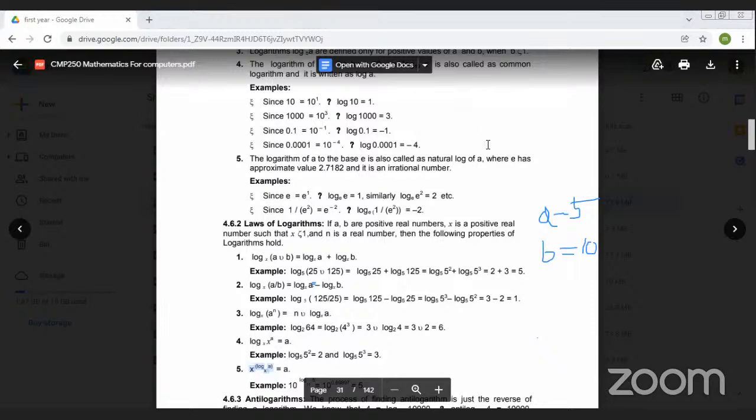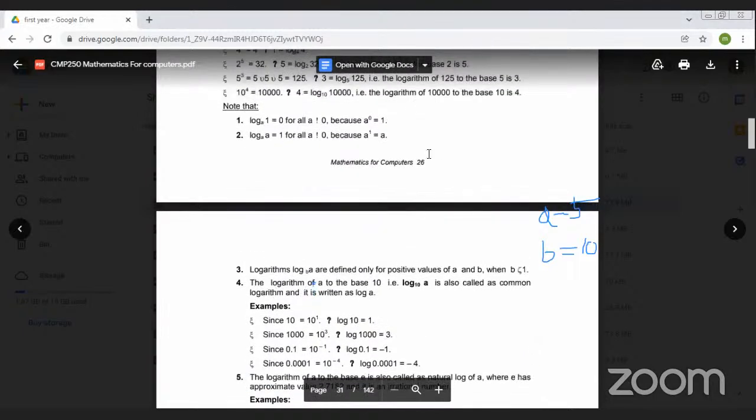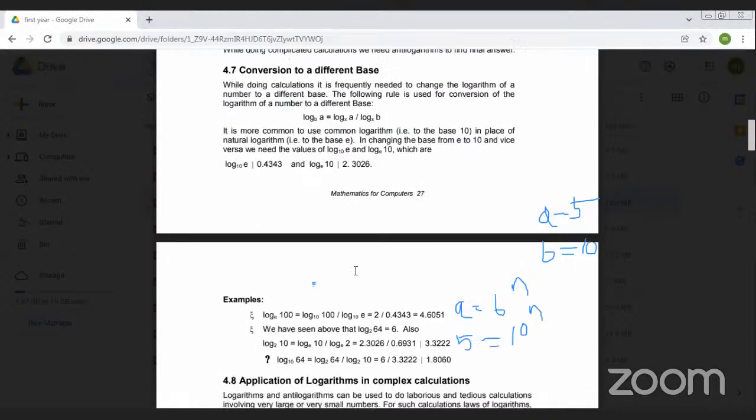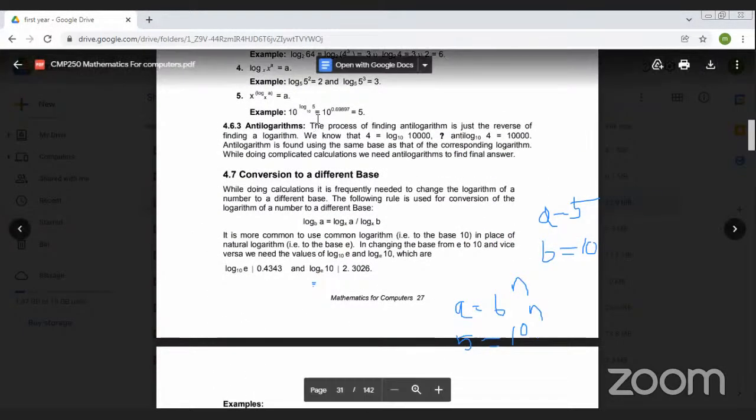And originally from this exponential, what do I know? It is represented in which form? a is equal to b raised to n. Now we know a value is 5 and b value is 10 raised to n. So your n value you need to find in log. Simple.